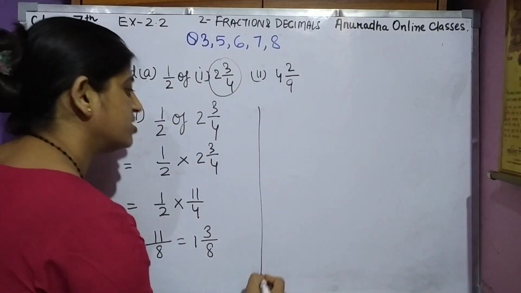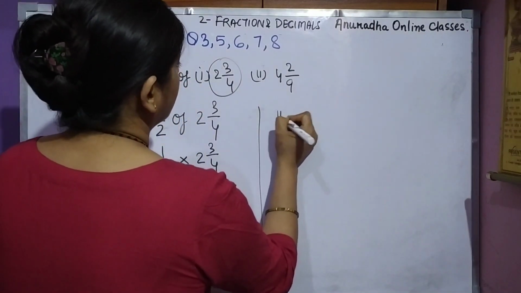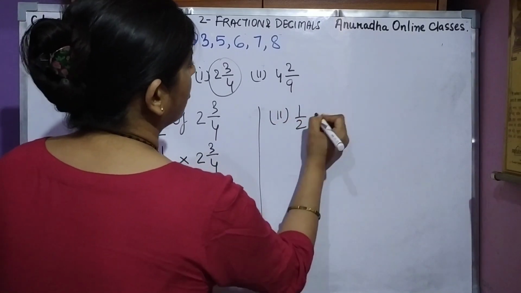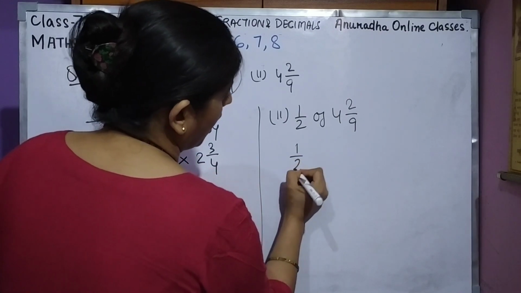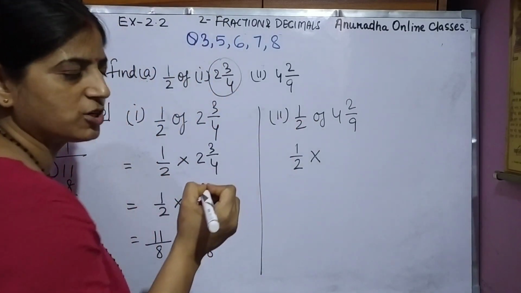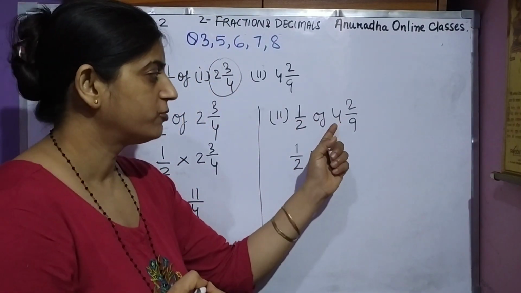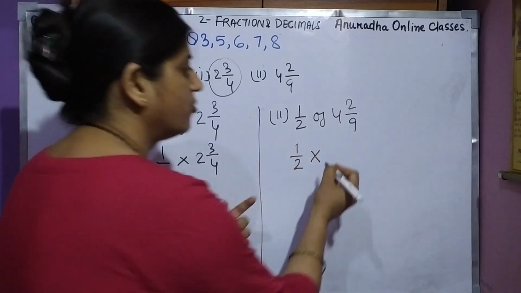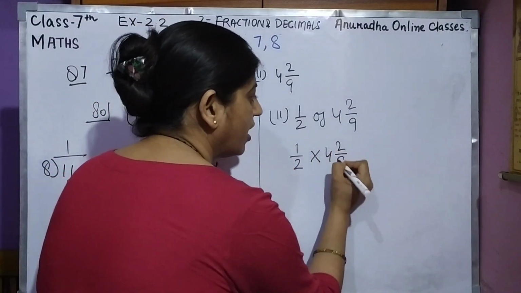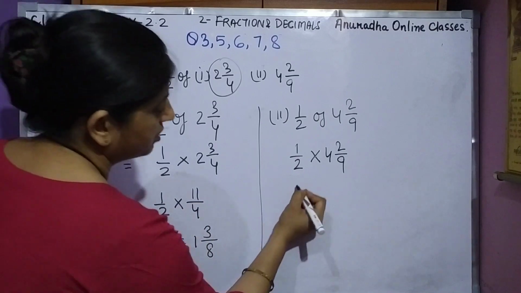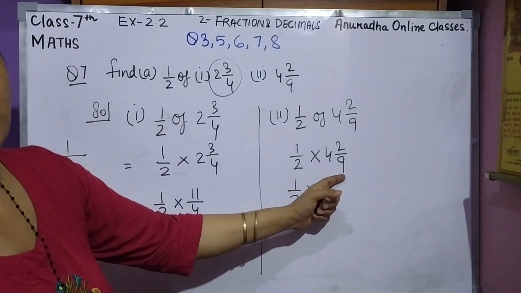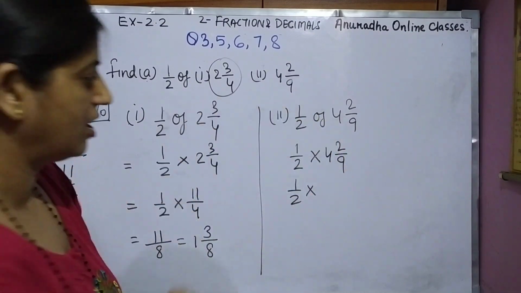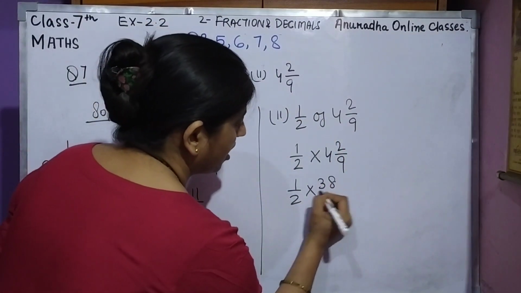Let us come to its second part, that is what? Half of 4 2 by 9. Half of means multiplication, so half of 4 2/9. Firstly note down this, 4 2 by 9. Okay, now see what you have to do. 4 nines are 36, 37, 38. This is 38 by 9.